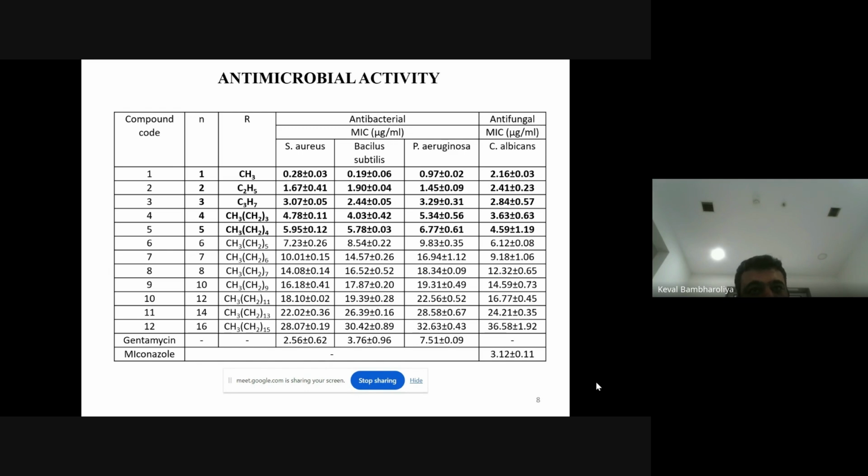Against the S. aureus strain, compounds 1 and 2 show potent activity as compared to the standard drug gentamicin, and 3 and 4 show equipotency. Against the B. subtilis strain, compounds 1, 2 and 3 show potent activity as compared to the standard drug, and 4 and 5 show equipotency. Against the P. aeruginosa strain, compounds 1, 2, 3, 4 and 5 show potent activity as compared to the standard drug. In case of the antifungal activity, compounds 1, 2 and 3 show potent activity, while compounds 4 and 5 show equivalent potency compared to the standard drug.